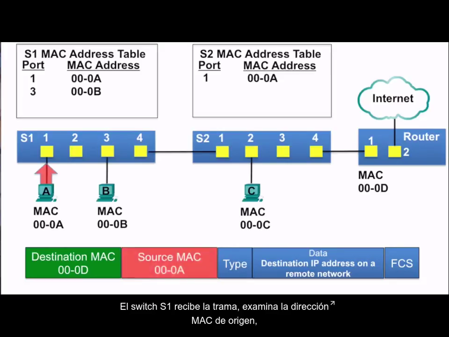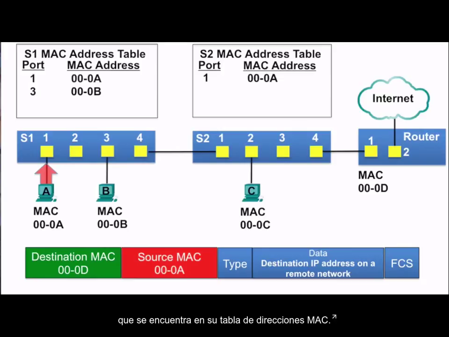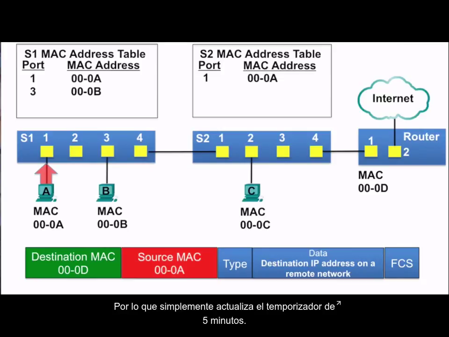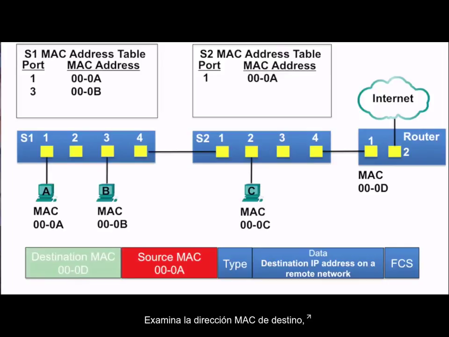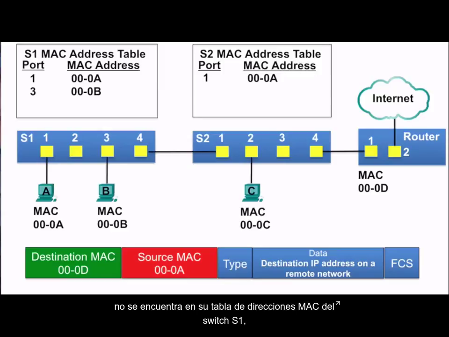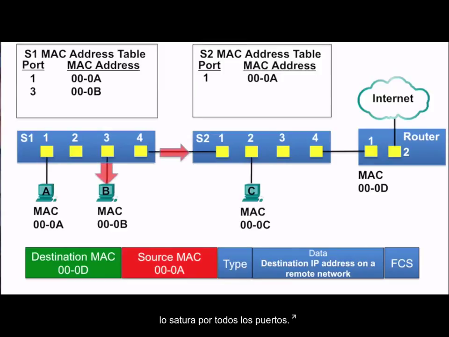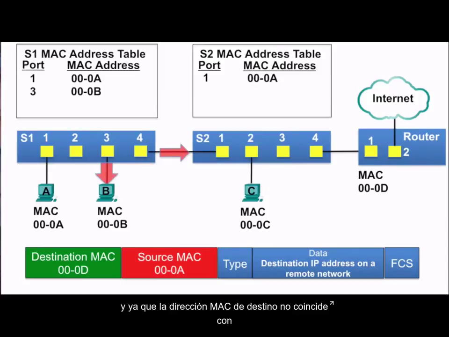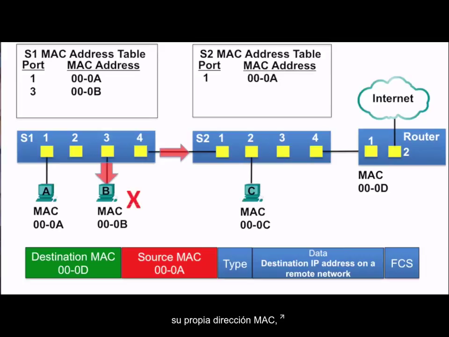Switch S1 receives the frame, examines the source MAC address, which is in its MAC address table. So it just simply refreshes the 5-minute timer. It examines the destination MAC address, and because that destination MAC address is not in the MAC address table of switch S1, it floods it out all ports. PCB receives the Ethernet frame, and because the destination MAC address does not match its own MAC address, it does not accept the rest of the frame.